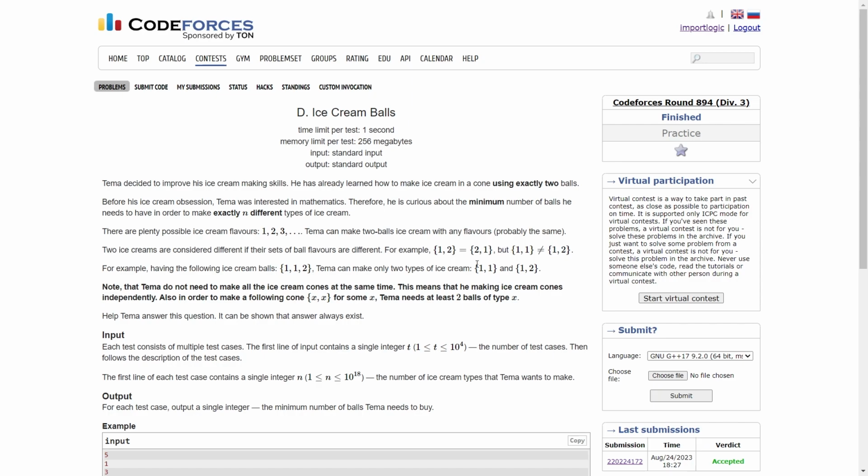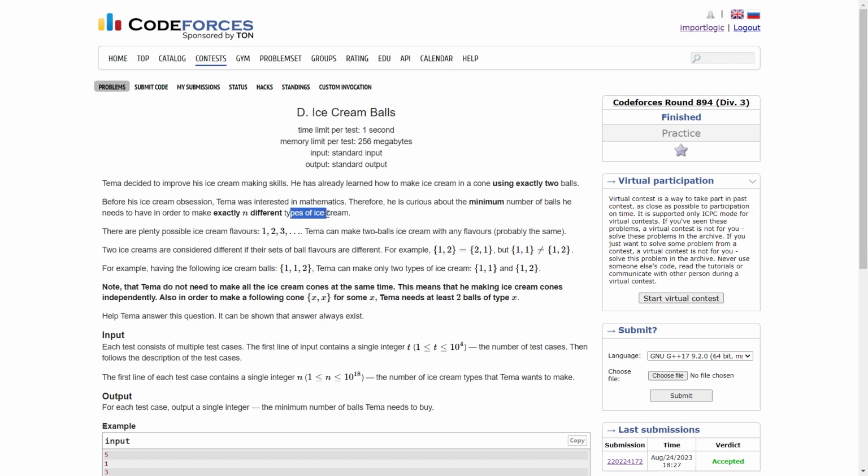So the idea is you can take any two types of balls, you can mix them together and make a flavor. They can be same and different as well. It's just that any two flavors which have exactly the same two balls are not different, right? Now we have to find the minimum number of balls needed to make exactly n different types of ice creams, right? So this is a very important keyword here, that we need to form exactly n different types of ice creams.